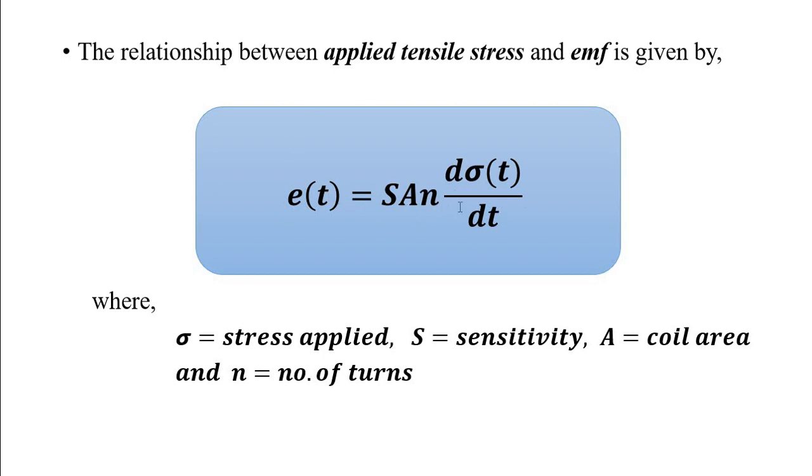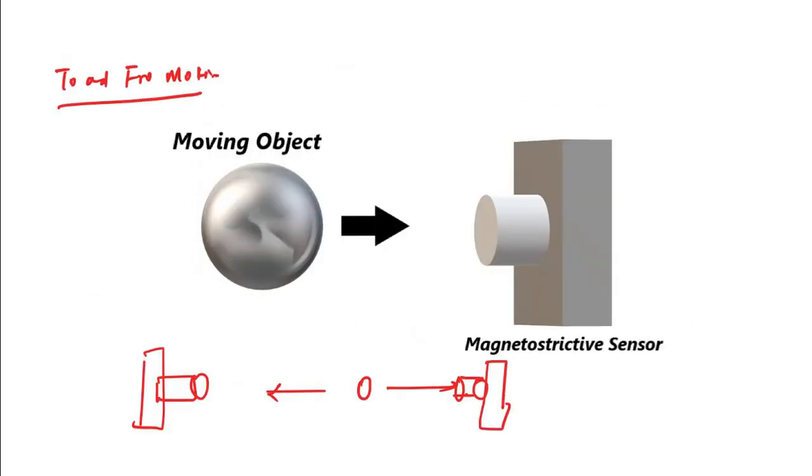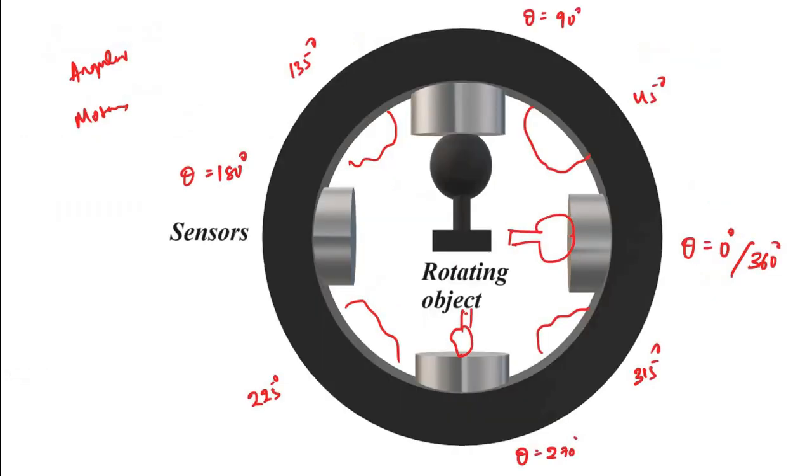E(t) is equal to S A N dσ(t)/dt, where E is the time varying EMF which is generated, S is the sensitivity of the sensor, A is the coil area, N is the number of turns, and dσ(t)/dt is the time varying stress which is applied. Okay, so this is the simplest use of magnetostrictive sensors for measurement of displacement in various arrangements.